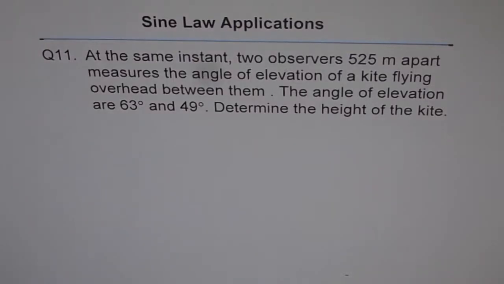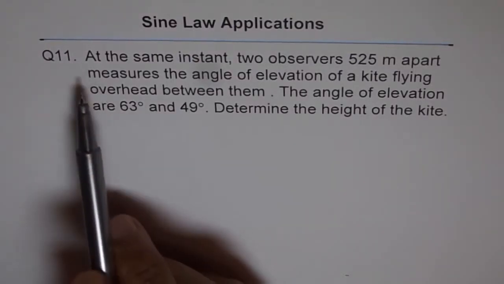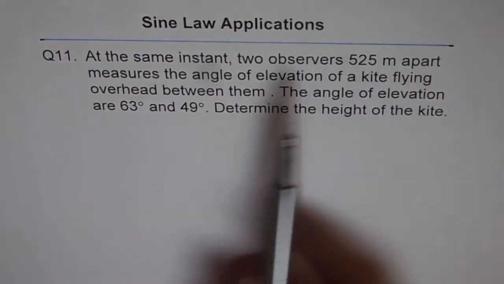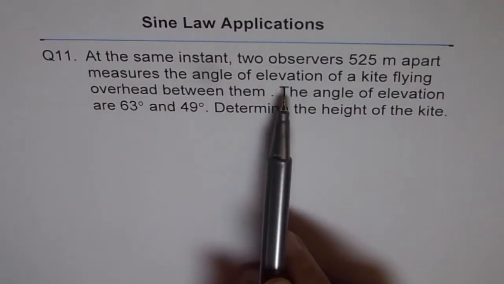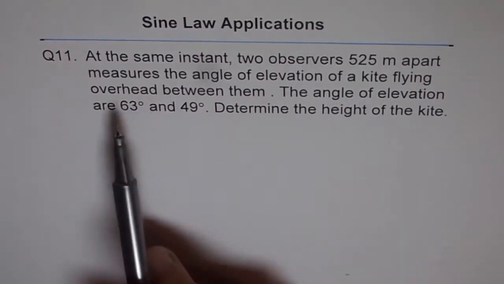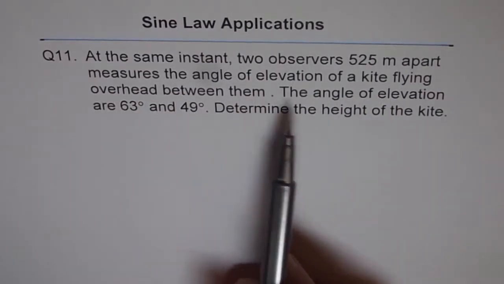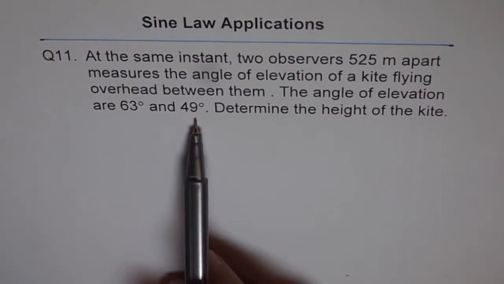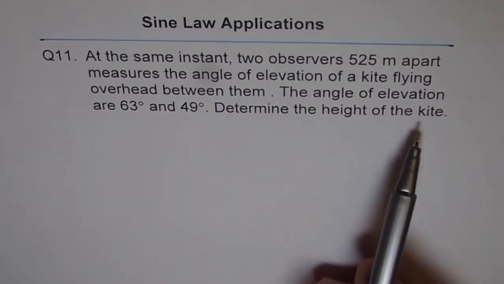Sine law applications, question 11. At the same instant, two observers 525 meters apart measure the angle of elevation of a kite flying overhead between them. The angles of elevation are 63 and 49 degrees. Determine the height of the kite.